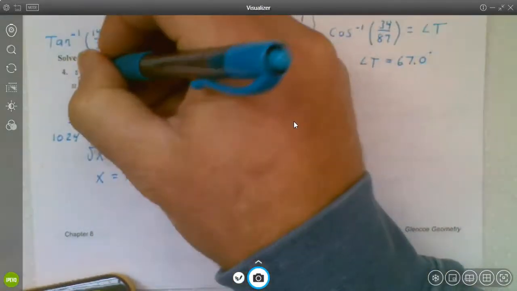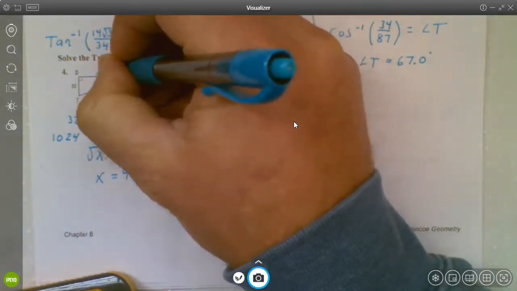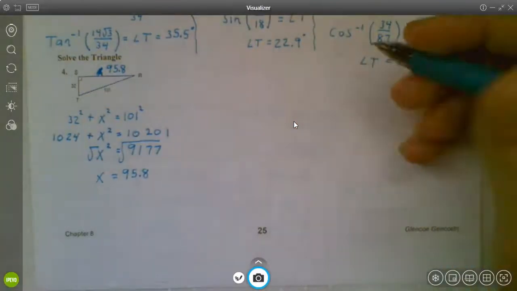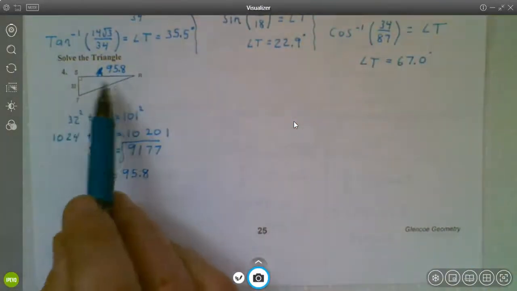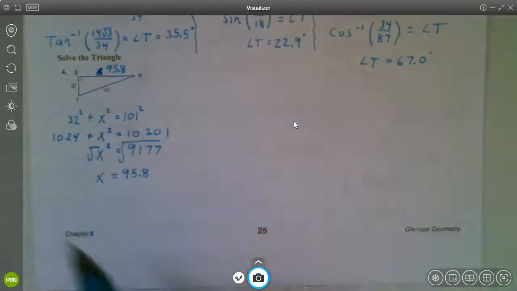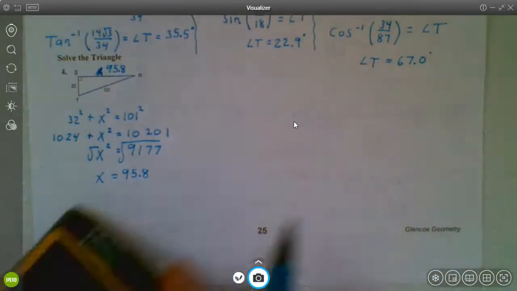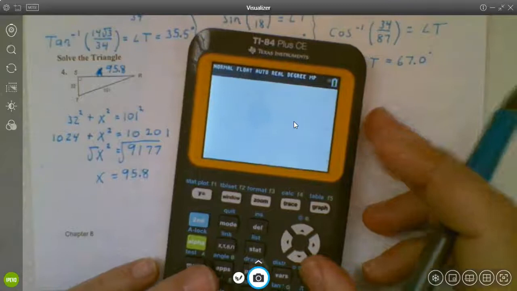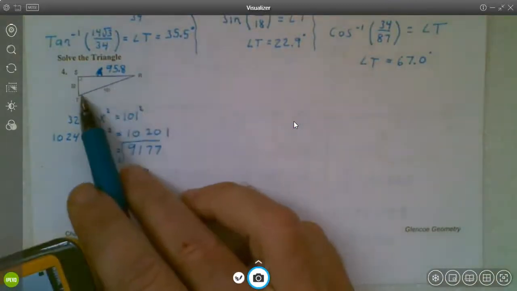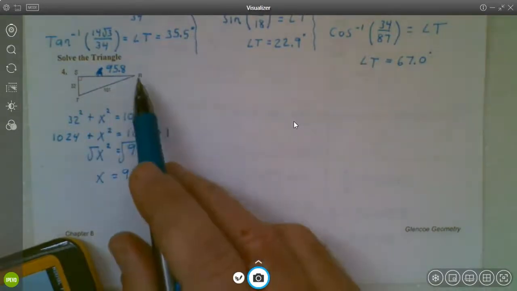All right, so no longer call that x. Let's call it 95.8. So we now know all three sides. Let's make sure we can come up with all three angles. And of course, we already know this one is 90. I just have to come up with the other two. So if I'm looking for a missing angle, then this is where our inverse functions come into play. We can pick either one to start with, r or t. It really doesn't matter. I'm just going to pick angle r. All right, so I want to find angle r.